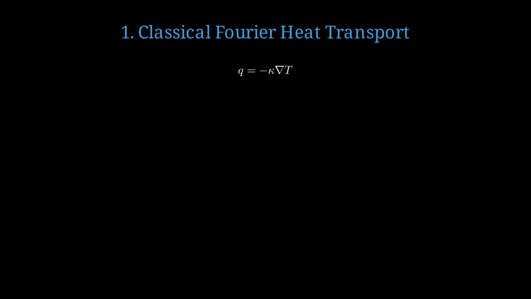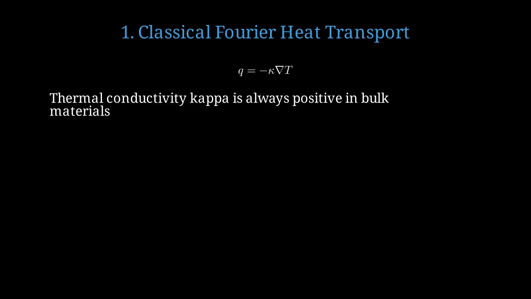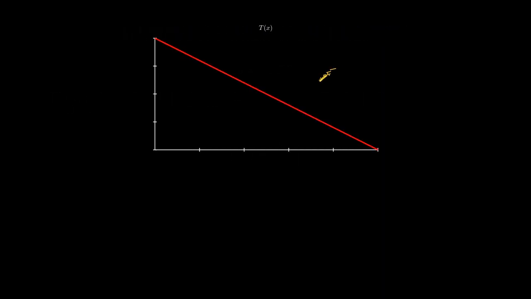Fourier's law states that heat flux Q equals negative kappa times the temperature gradient. Here kappa is thermal conductivity. In all bulk materials, thermal conductivity kappa is strictly positive, ensuring heat flows down the temperature gradient. Thermal conductivity equals 1/3 times specific heat C times phonon velocity v times mean free path lambda. Here's a typical temperature profile in bulk materials. Temperature decreases linearly, and heat flows uniformly from left to right.